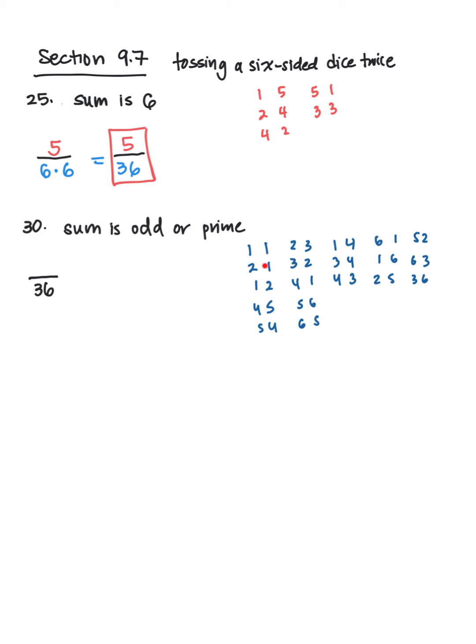Let me count them. 1, 2, 3, 4, 5, 6, 7, 8, 9, 10, 11, 12, 13, 14, 15, 16, 17, 18, 19 out of 36. And does that simplify? No. So there's no easy way to do this. It's just based on inspection.